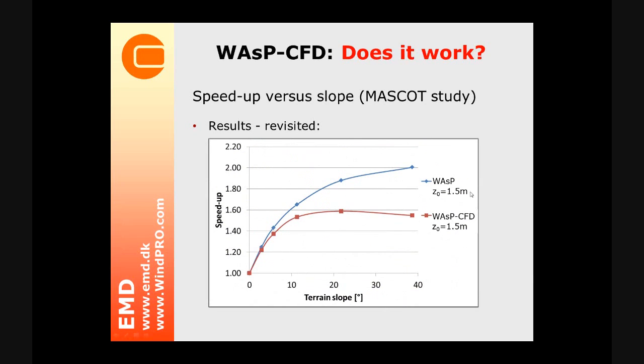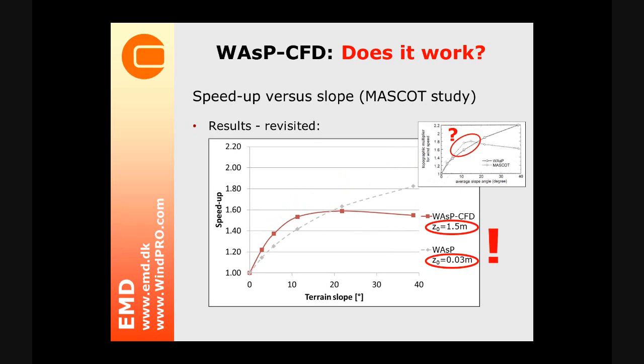And one obvious thing is to vary the roughness, because as it turns out, the speedup factors depend on the roughness level for the CFD model, but also for the WASP model, which might be a surprise to some. So what if we also plot the speedups for WASP but use a different roughness level? We get something like this gray curve, and if we take away the blue one, we get something which looks more like that original study. But we have to keep in mind that we are comparing speedup factors for two different roughness levels, for WASP and for WASP-CFD.